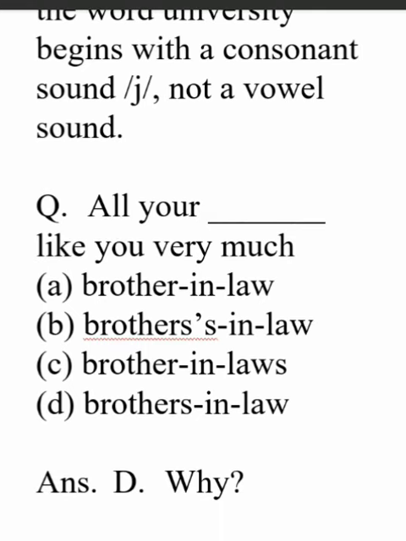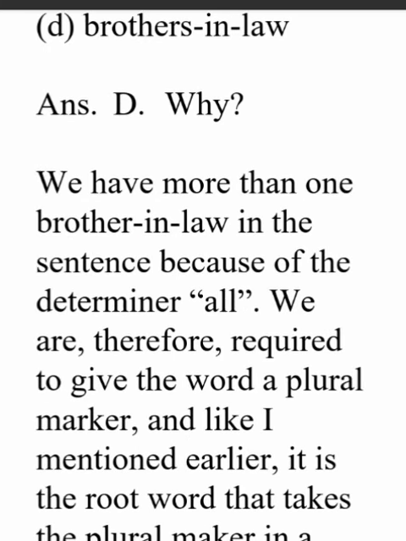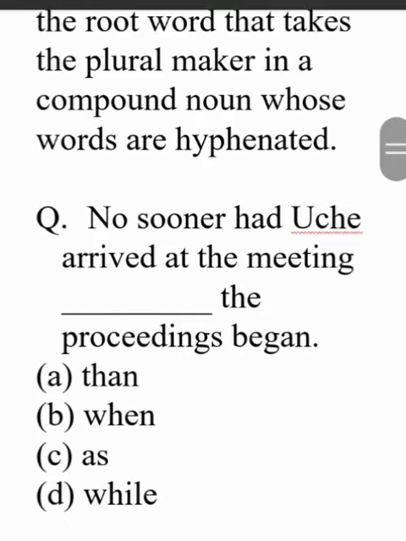Question. All your dash like you very much. A. Brother-in-law. B. Brothers-in-law. C. Brother-in-laws. D. Brothers-in-law. Answer: D. Why? We have more than one brother-in-law in the sentence because of the determiner all. We are, therefore, required to give the word a plural marker, and like I mentioned earlier, it is the root word that takes the plural marker in a compound noun whose words are hyphenated.